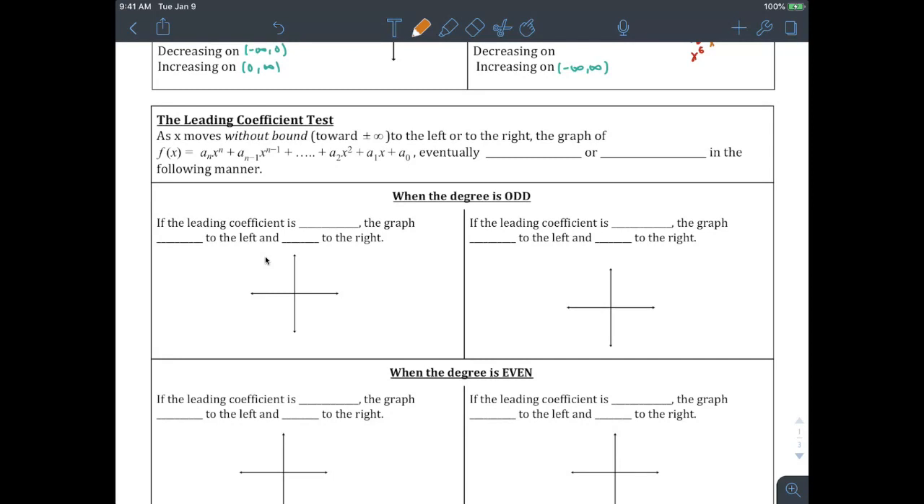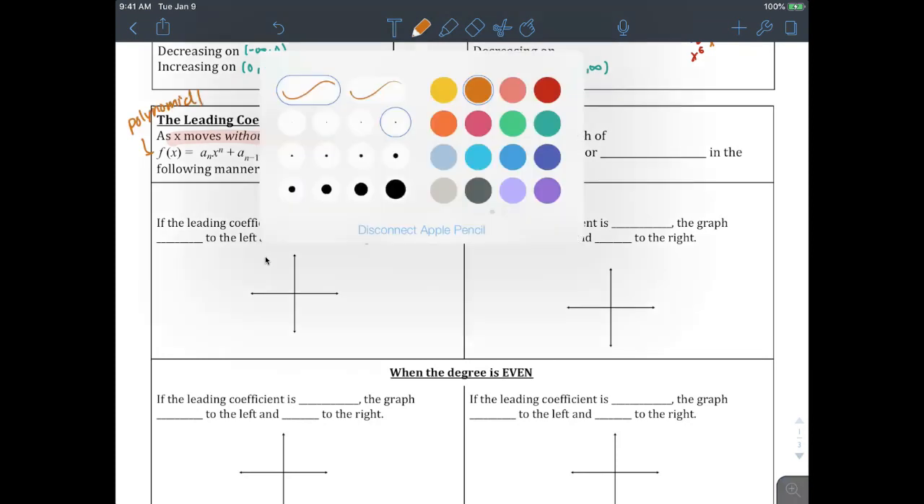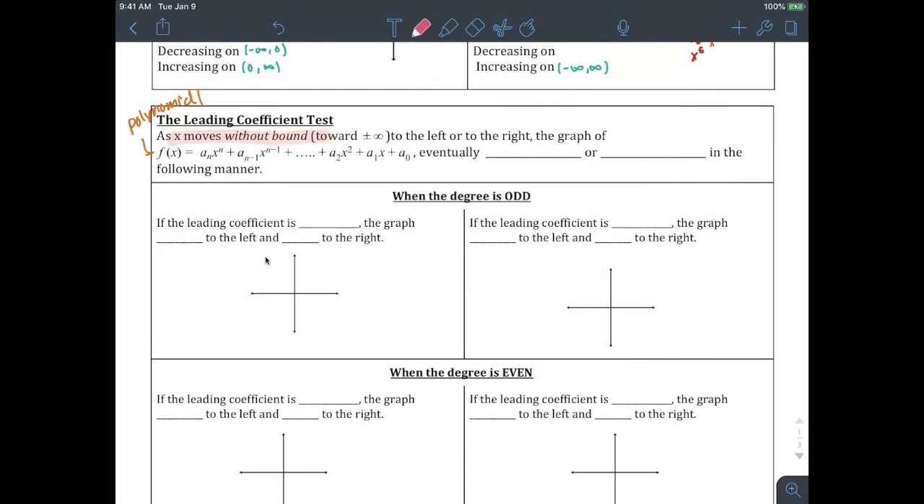Okay, so we're going to look at end behaviors, and we first look at the leading coefficient. So as x moves without bound towards negative infinity and positive infinity, to the left and to the right, the graph of the polynomial eventually rises to infinity or falls to negative infinity.